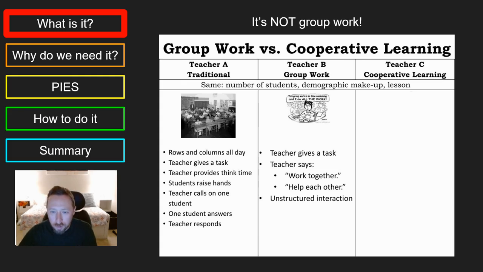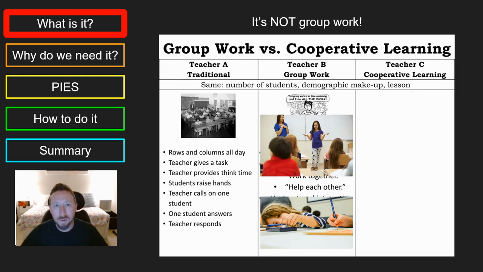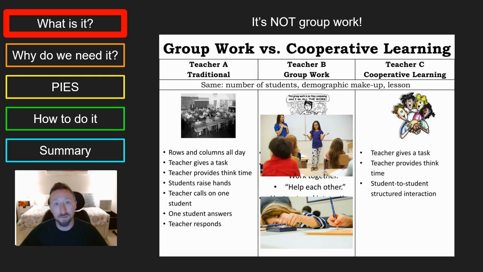In group work, the teacher is going to give a task. And the teacher says, hey, work together on this project or this assignment or this laboratory. Make sure you help each other, and the interaction is completely unstructured. We know what ends up happening with group work. There's typically one student that dominates the interaction, especially when it comes to a laboratory. They do all of the work, or maybe two if we're lucky, and the rest of the students just kind of sit on the sidelines and do nothing. Right? Cooperative learning is different.